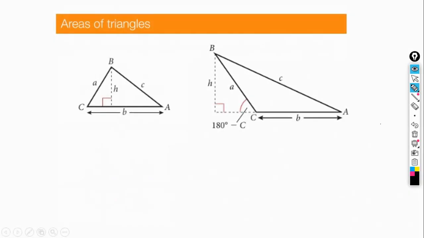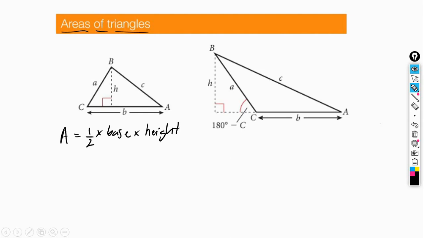So now let's talk about areas of triangles. Now, if we look at this figure on the left-hand side, we are familiar with the standard formula for the area of a triangle. We know that the area of a triangle is equal to 1/2 times the base times the height.